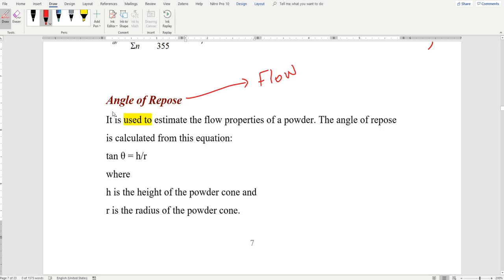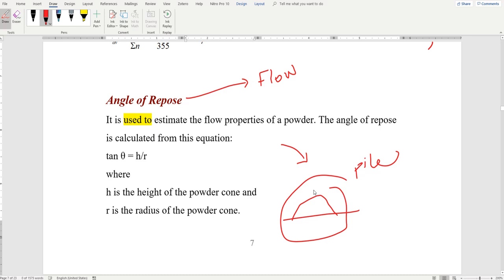I want you to imagine you are at home and you have your flour, your flour powder, and you want to pour it on a flat surface. So when you pour the powder, what will happen? You have flour and you are pouring it, and this is what you will get. You will get a heap or a pile. Okay? What we will have is a heap.